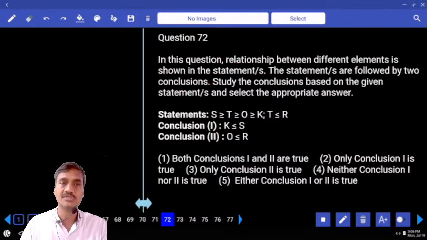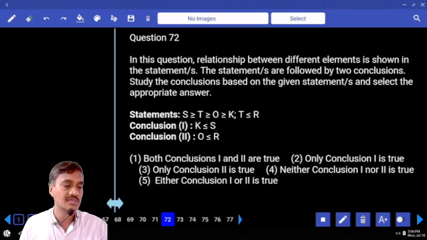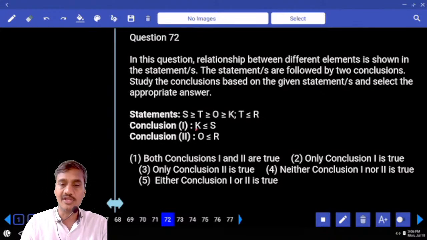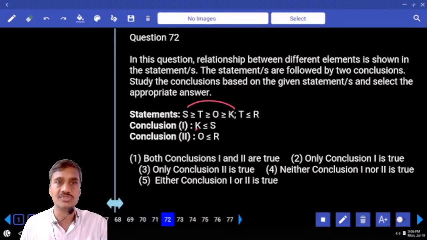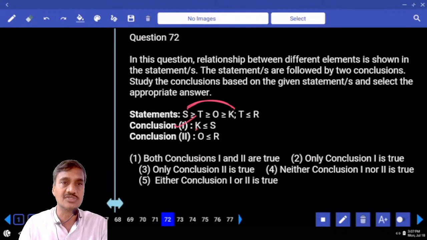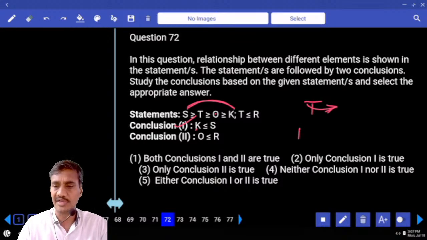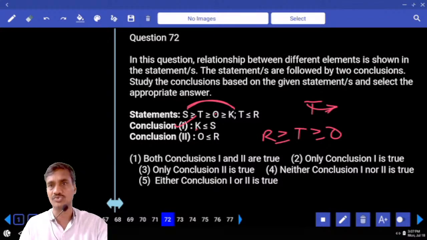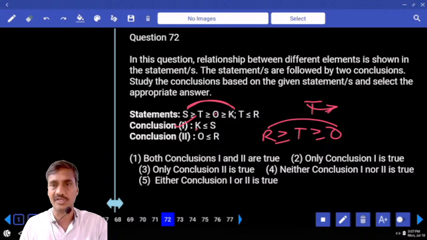Then 72 onwards. Now 72 onwards, they are based on coded inequalities. Tell me, does this coded inequalities come under the first or the second priority? It must be under the first priority. The relation between K and S: S is here, K is here. Both the letters are in the same statement. S greater than or equals to K, K lesser than or equals to S. Then the second one, O and R. O is here, R is here. Which element is common? T is common. Now in this one, T greater than or equals to O, and at the same time, T lesser than or equals to R, means R greater than or equals to T. R greater than or equals to T, greater than or equals to O.